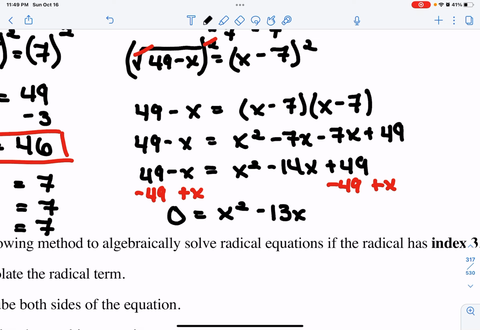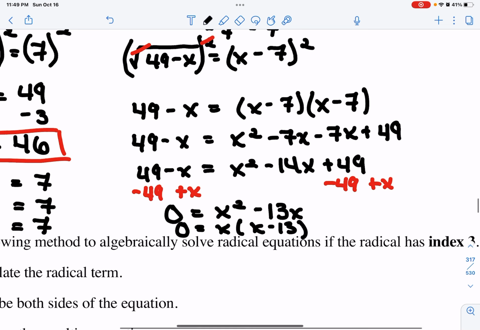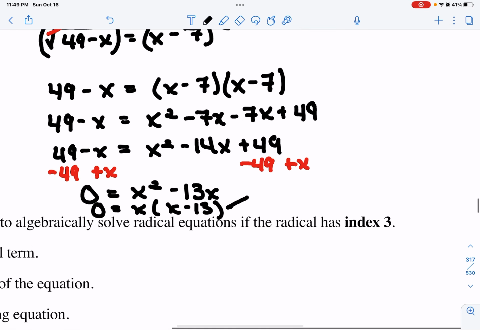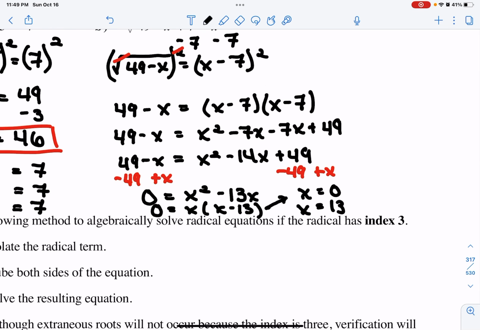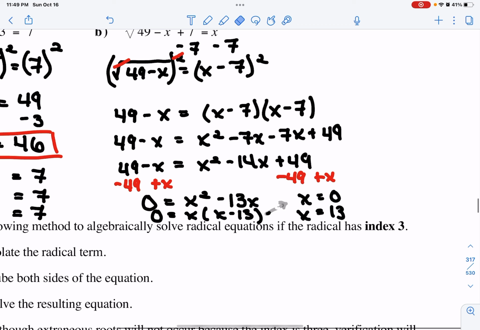I factor this. I can factor out 0 is equal to, and x factors out, and I'm left with x minus 13. And when I isolate for each of these equal to 0, I get x is equal to 0 and x is equal to 13. So we need to confirm which of these are true. And maybe I'm going to show this in a more full way here. So I'm going to continue this above.